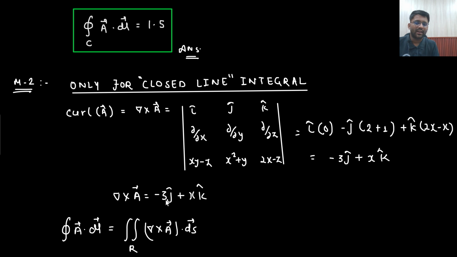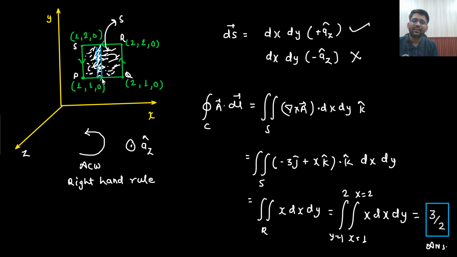Can I calculate del cross A? Absolutely, sir. I can directly see what ds will be: dx dy az cap or minus az cap is also possible. I need to see the rotation. It is coming towards me, so plus az cap I will write down. So dx dy k cap. Simply solve it. This is the double integral I am getting over the region R.